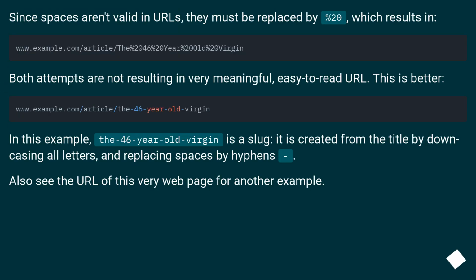Since spaces aren't valid in URLs, they must be replaced by %20, which results in this. Both attempts are not resulting in a very meaningful, easy-to-read URL. This is better. In this example, the hyphenated version is a slug. It is created from the title by downcasing all letters and replacing spaces by hyphens. Also see the URL of this very web page for another example.